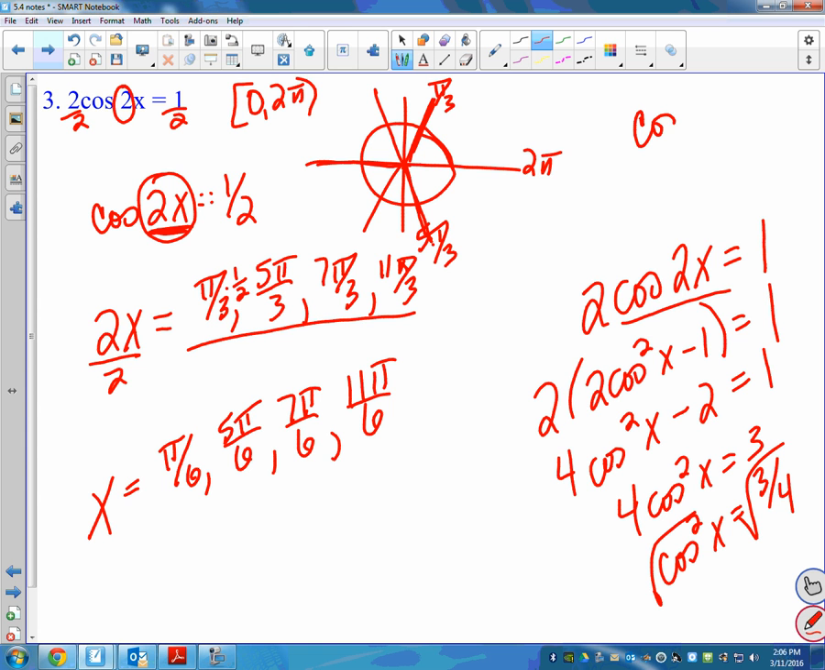And I'm going to get the cosine of x equals plus or minus the square root of 3, and the square root of 4 is just 2. And guess what? So we get 4 answers.